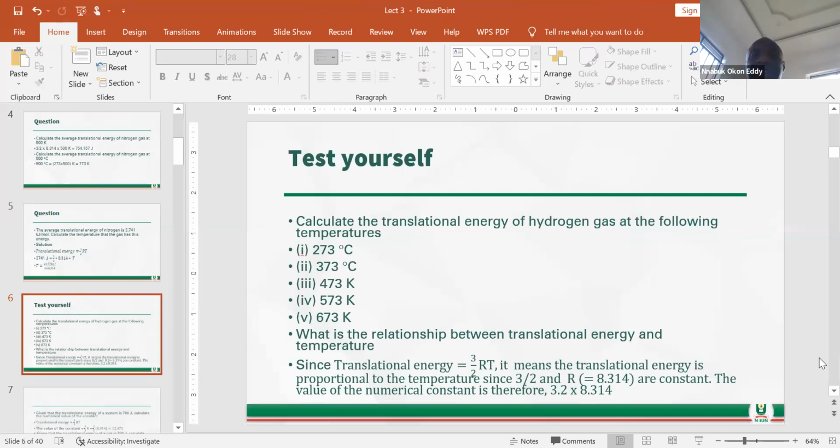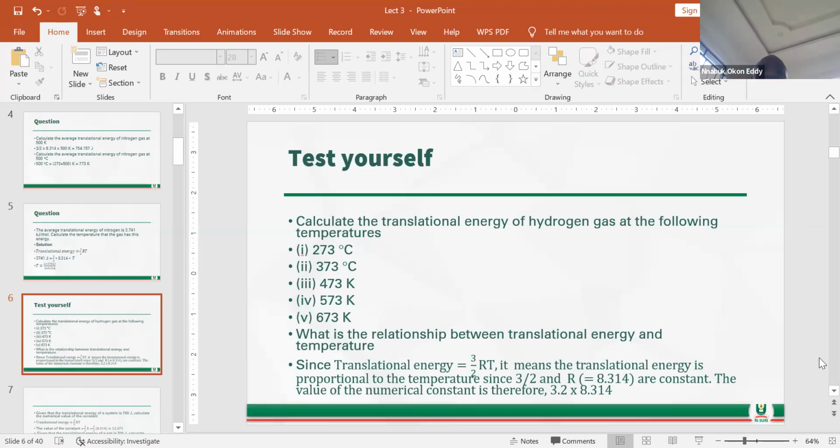To test yourself, calculate the translational energy of hydrogen gas at the following temperatures. So you can test yourself and you see what it looks like. I'll give you the answer for one, so that you know, you test yourself and see if you are able to calculate it. So the answer is 3 divided by 2 times 8.314. And that gives you 12.47.